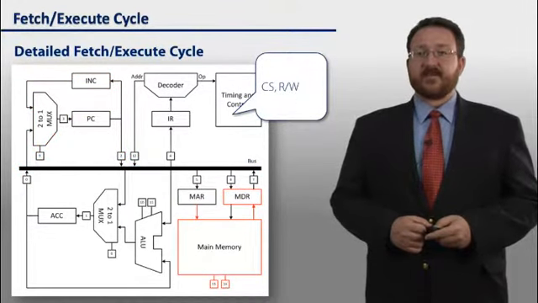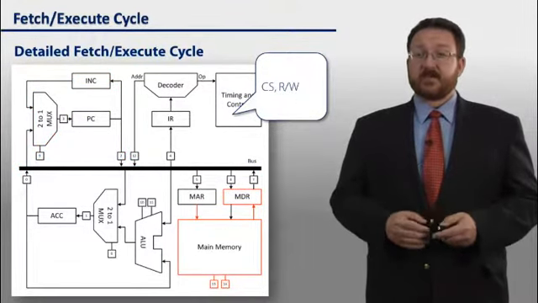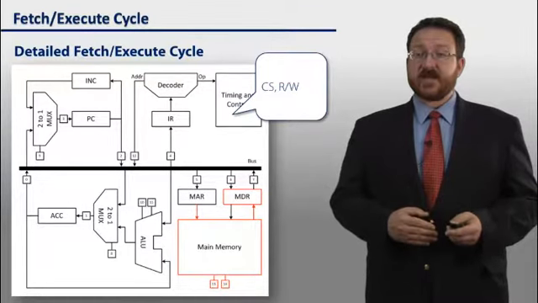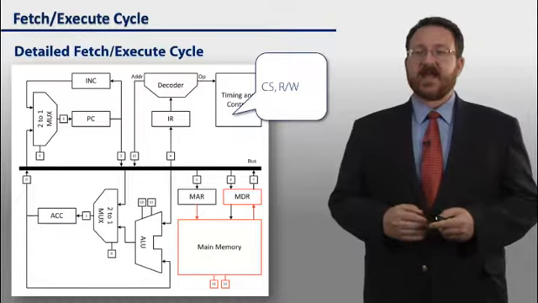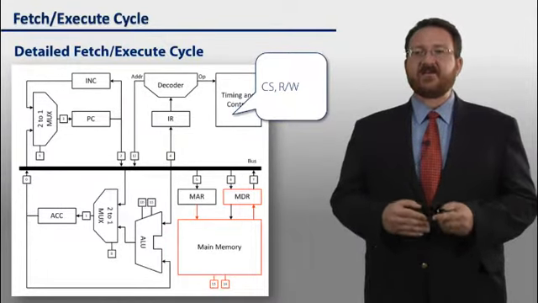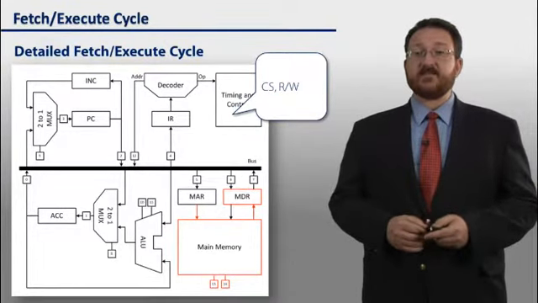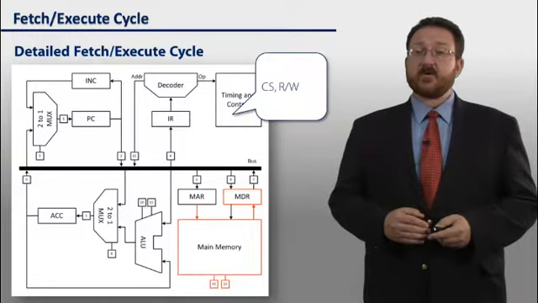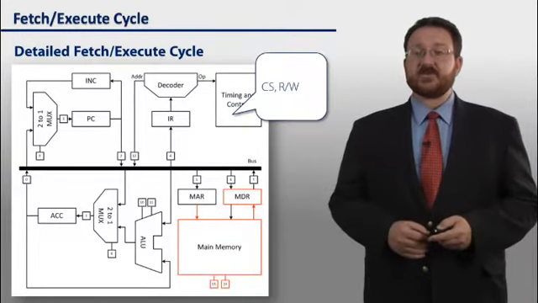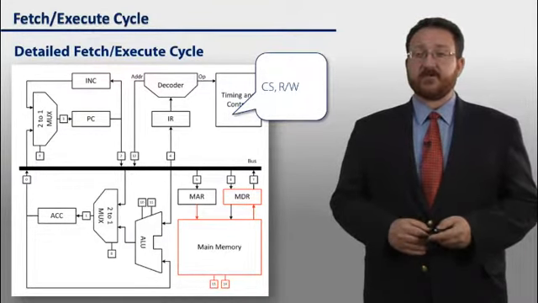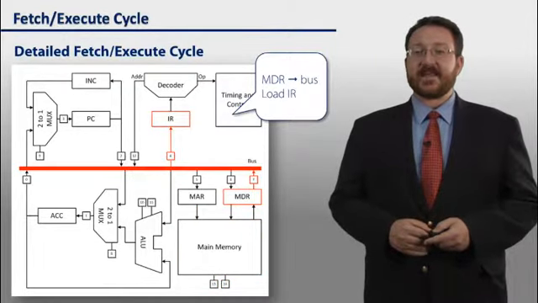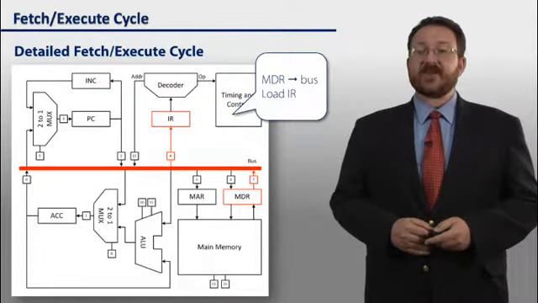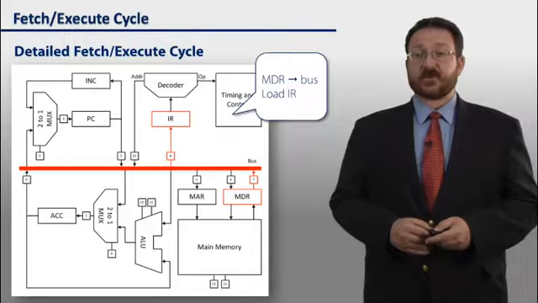Then we're going to activate memory so that we can read. The instruction address is in the MAR. We turn on memory and we assert the read line, and after this is completed, we will have the next instruction to be executed in the memory data register. From here, we need to transfer that into the instruction register so that it can be decoded. So we send the MDR to the bus, and then from the bus, we load the instruction register.